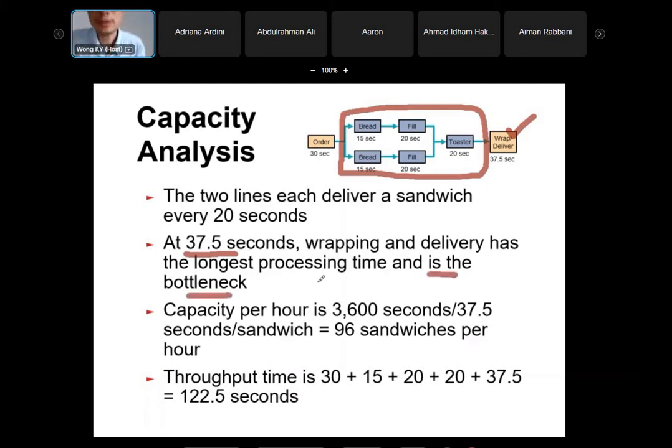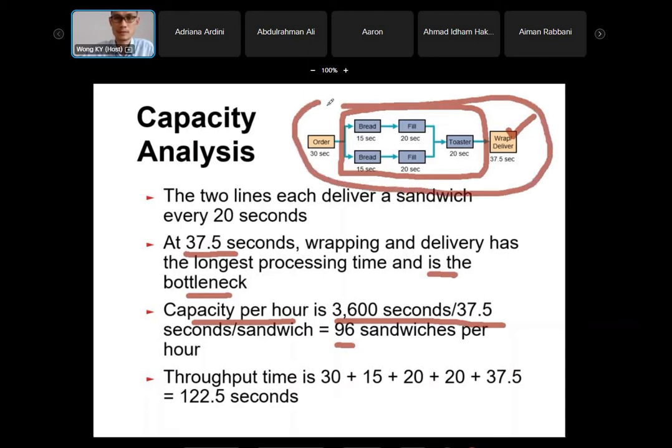So the question asks, what is the capacity per hour of the entire system? It is just 3600 divided by 37.5. Capacity per hour means how many breads can be produced from this system every hour. One hour is 3600 seconds, so 3600 seconds divided by the bottleneck station time, 37.5, the answer is 96. So every hour, this whole system, imagine Subway, can only produce 96 sandwiches.